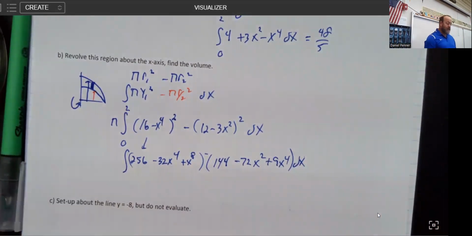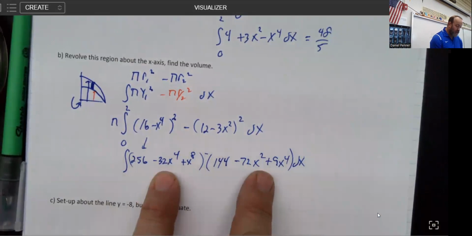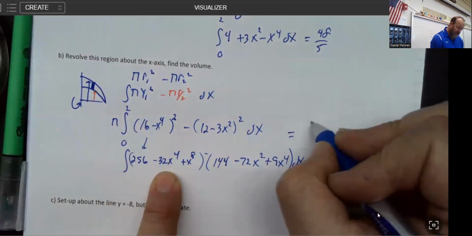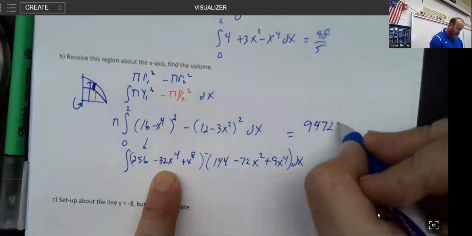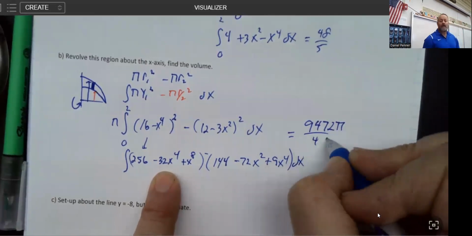Now we can do all that stuff. A simple power rule is going to kick in when we work on all of this stuff. And you get a very simple 9,472 pi over 45.